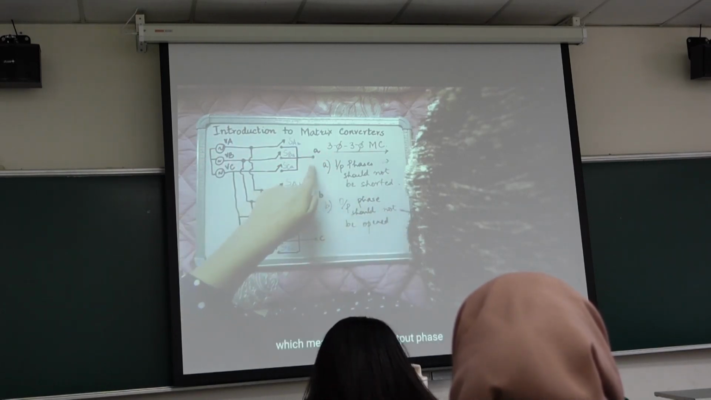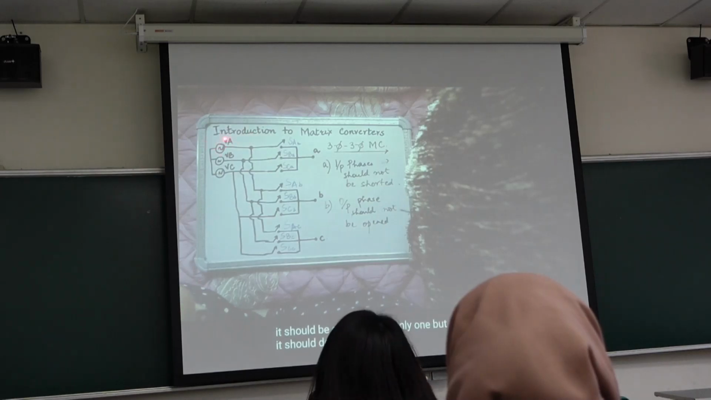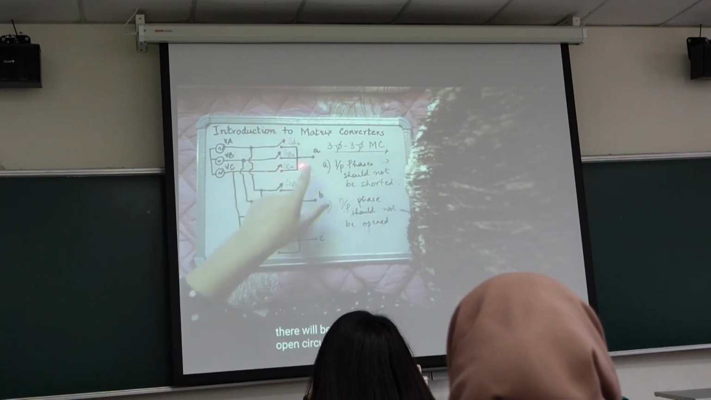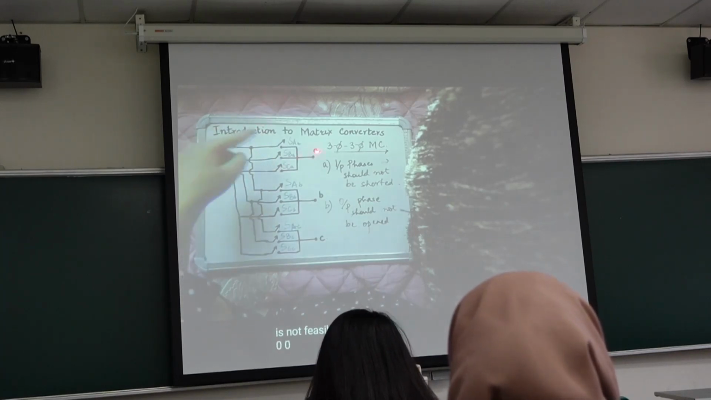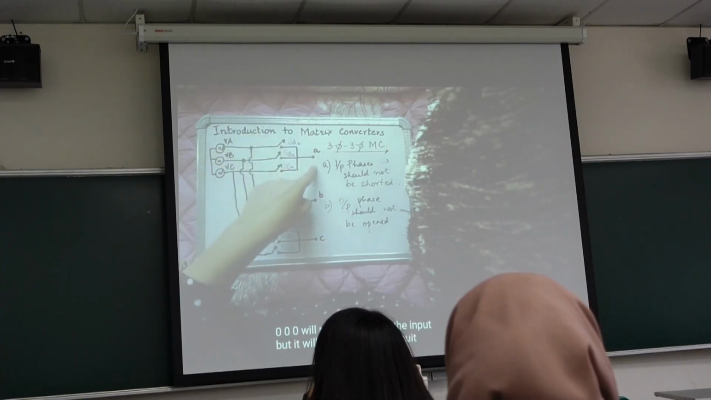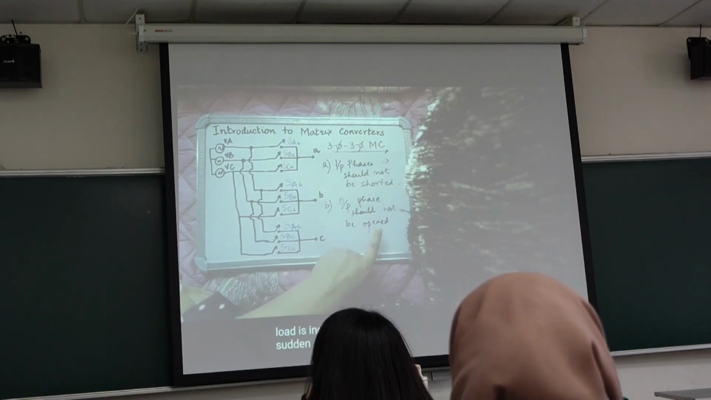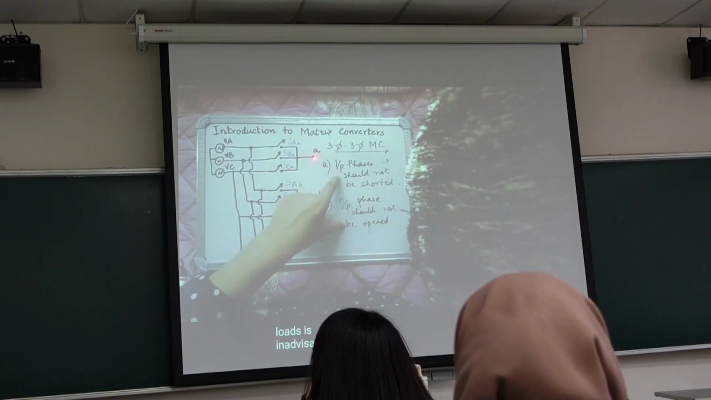Each output phase should definitely be connected to at least one input phase. It should be connected to one, and only one, but definitely not more than one. Otherwise, it will be an open circuit condition. If you cannot provide current, it means that a condition like 0, 0, 0 is not feasible, because if 0, 0, 0, then how can you create 5 ampere at the output side? It will definitely open circuit the load, and that is not desired because the load is inductive and sudden open circuiting of inductive loads is inadvisable. Then you create a voltage spike.